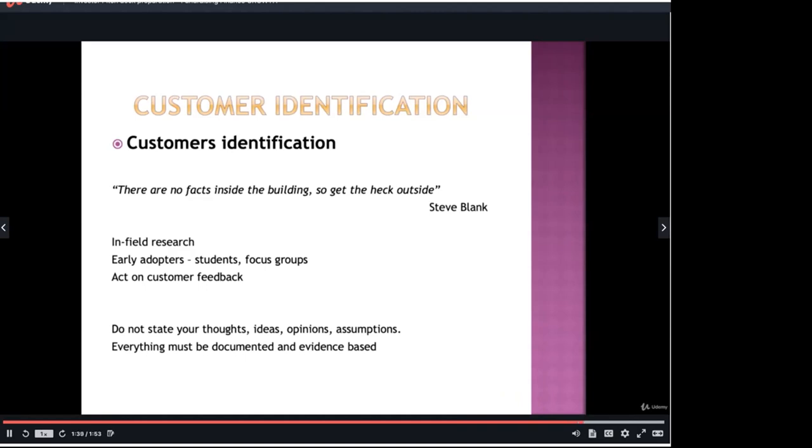State facts and figures. Avoid stating your ideas, your thoughts, opinions, and assumptions. The investor wants to see the evidence.